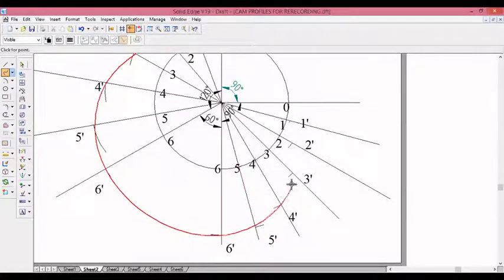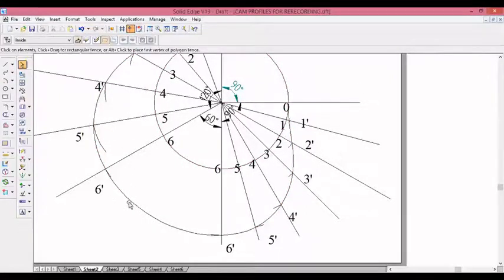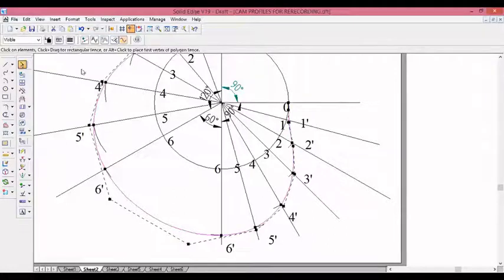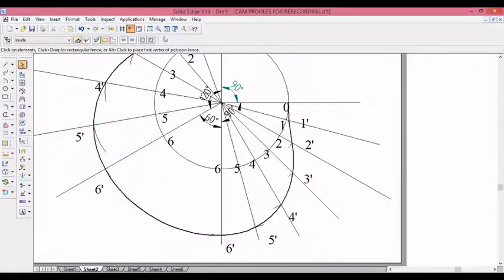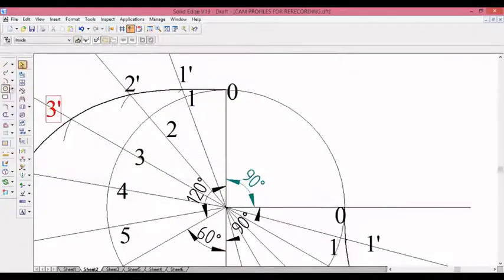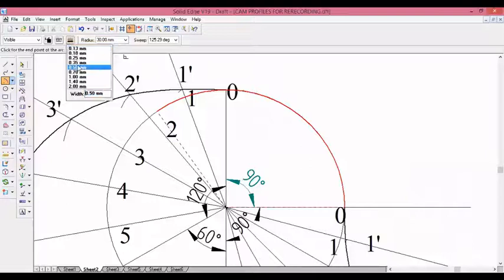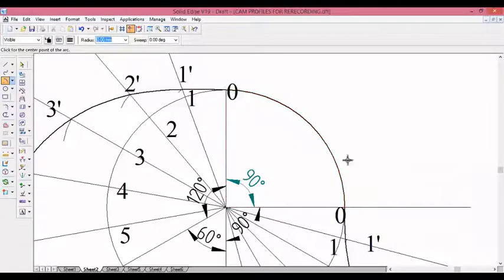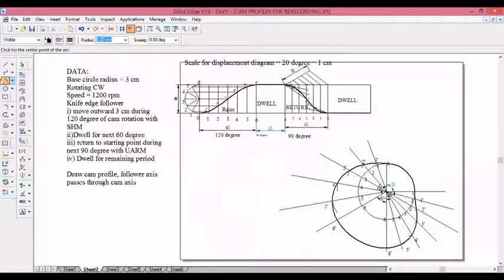5 dash, 4 dash, 3 dash, 2 dash, 1 dash, back to 0. So this is the required cam profile. Make it thick. And this dwell period also is part of the cam profile. So take arc by center point method, take this as a center, from this end point, make it thick, this dwell period also. So this is the required cam profile.